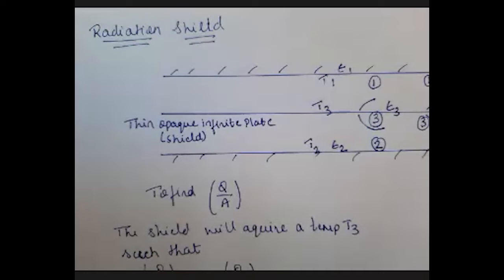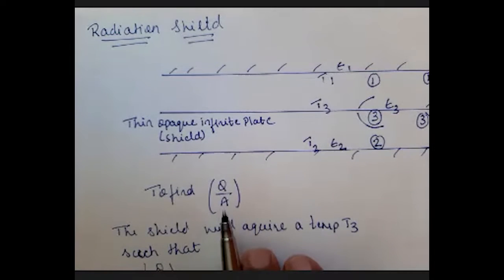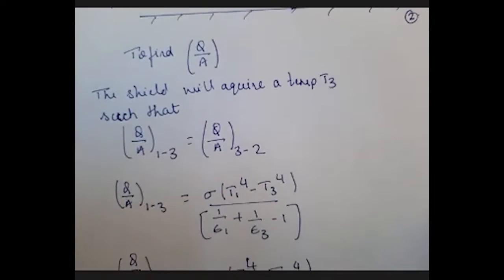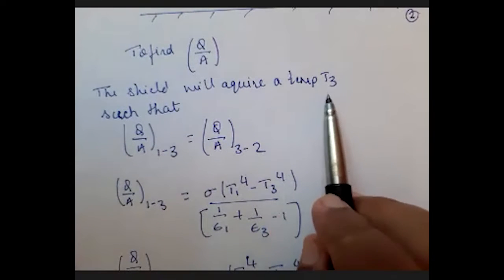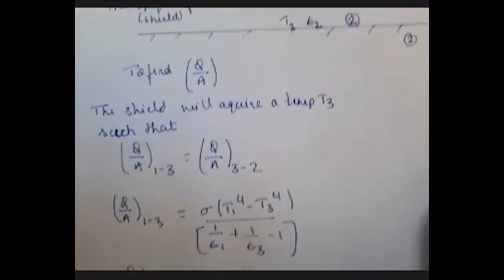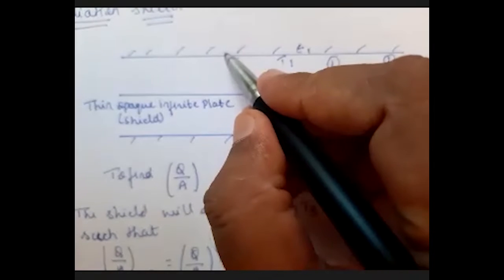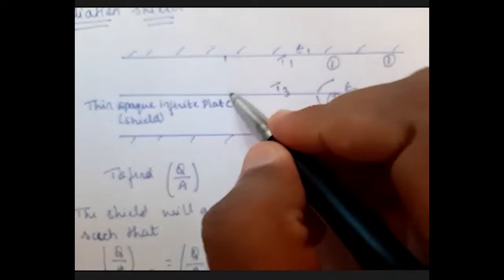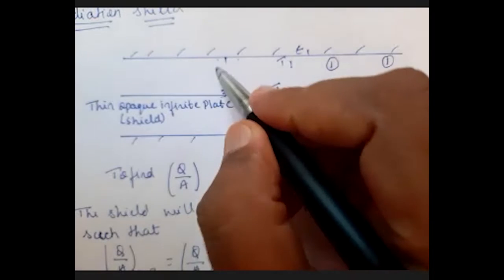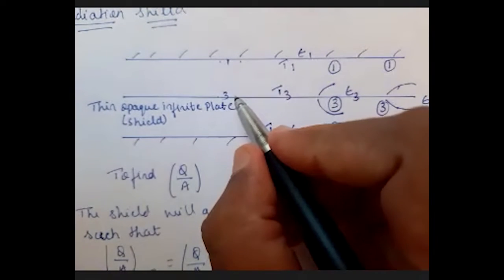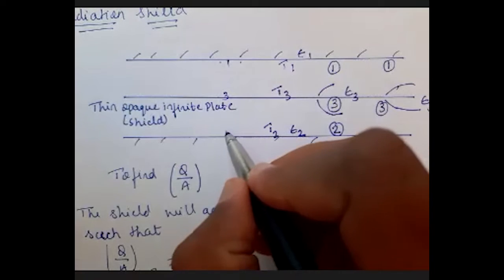I need to find out the heat transfer rate per unit area. For which, if the shield acquires a temperature T3, then it will be in such a way that Q by A between 1 and 3 will be equal to Q by A between 3 and 2.